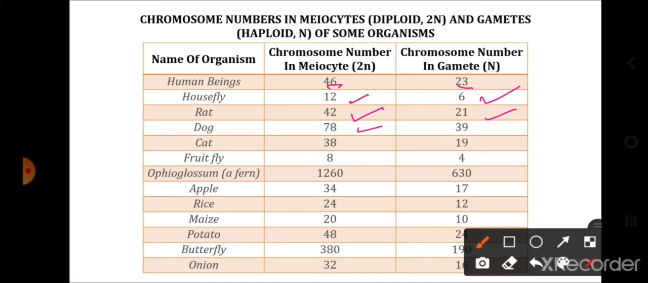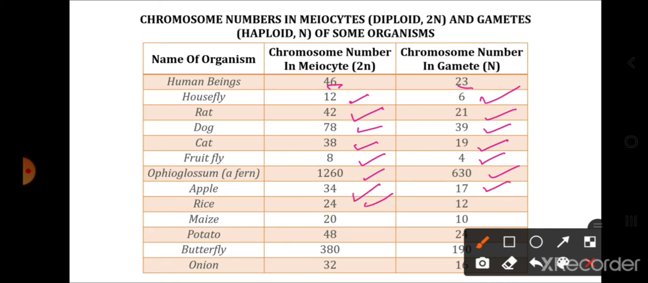Dog has 78 chromosomes in meiocyte and 39 in gamete. Cat has 38 in meiocyte, 19 in gamete. Fruit fly has 8 in meiocyte and 4 in gamete. Ophioglossum, which is one of the ferns, has 1260 in meiocyte and 630 in gamete. Apple 34 in meiocyte, 17 in gamete.